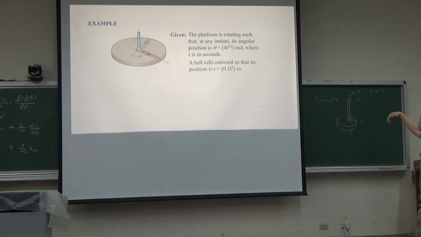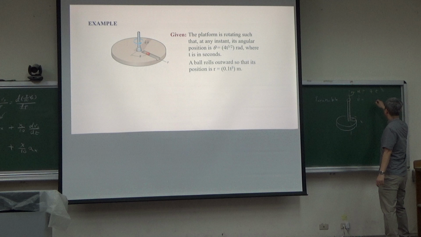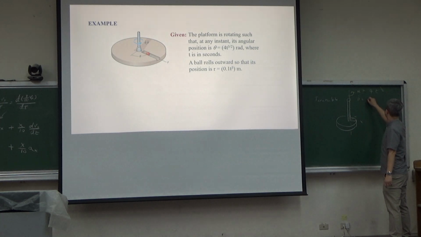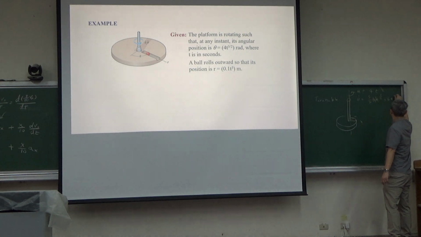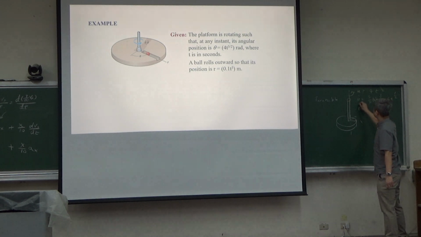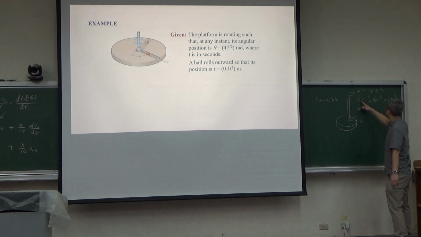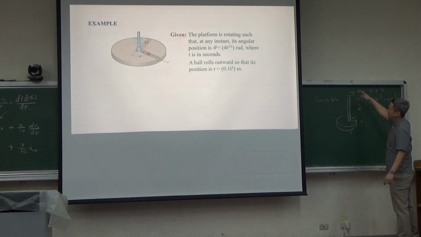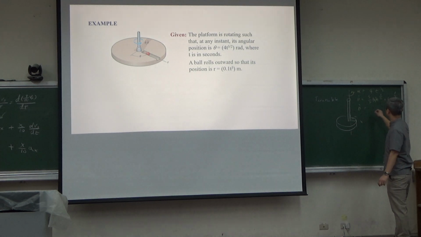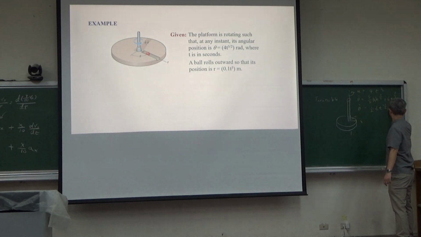So this is the motion of the turntable. Then you can differentiate. Given the angle, you can now find the angular speed by differentiating the angular position. Then next, the second differentiation will give you 3 times t to the power of minus half.